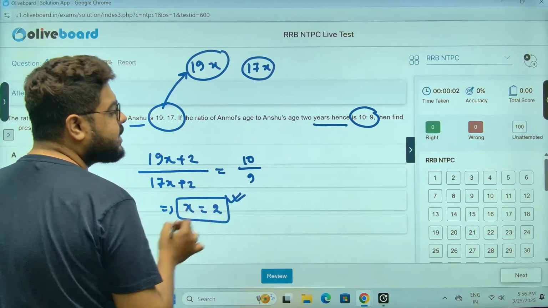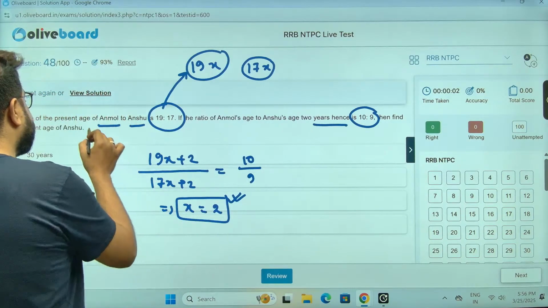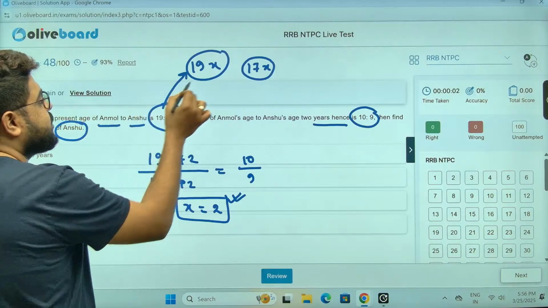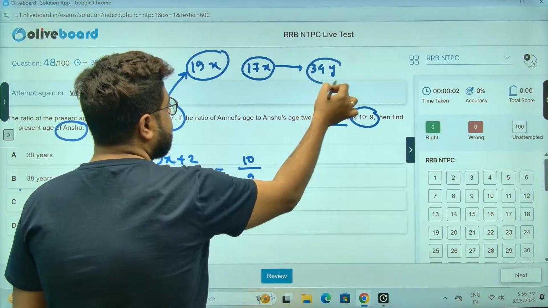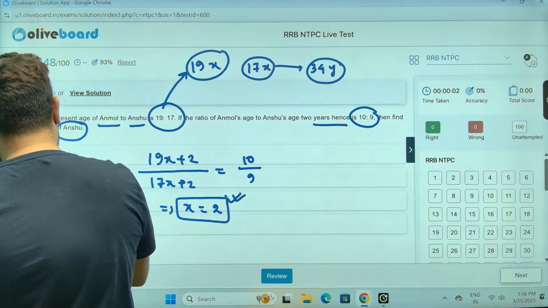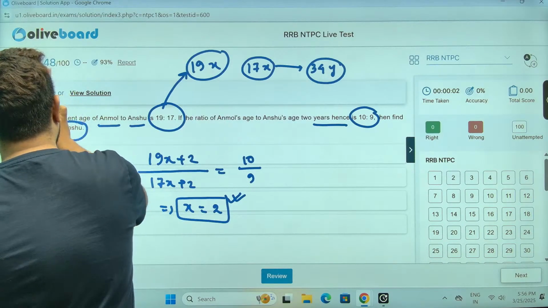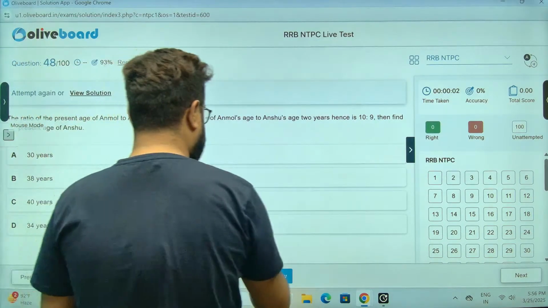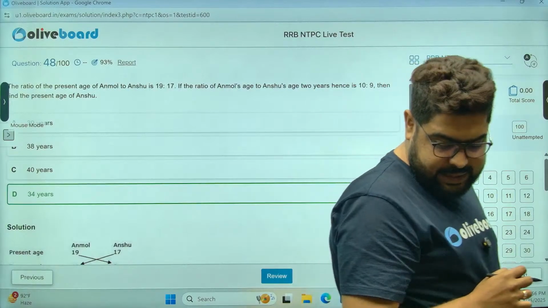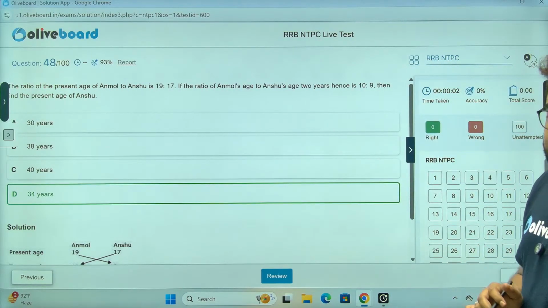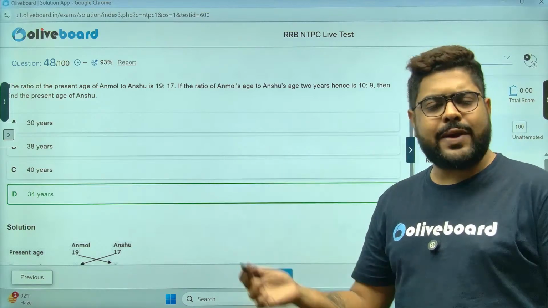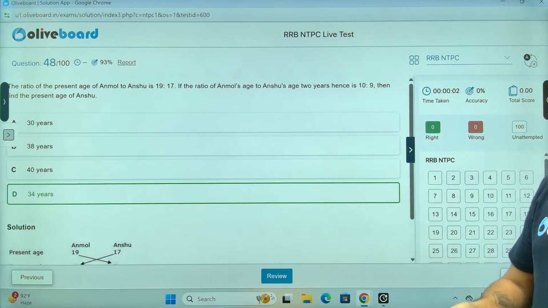A single-liner question. They're asking the present age of Anshu. Present age of Anshu means 17 twos are 34 years. Option number D. Simple question, very simple question. Now, the more you practice, the quicker you will do.